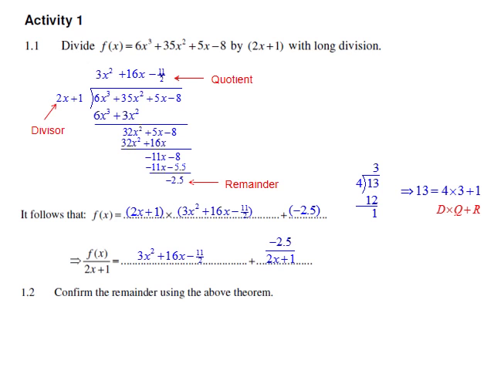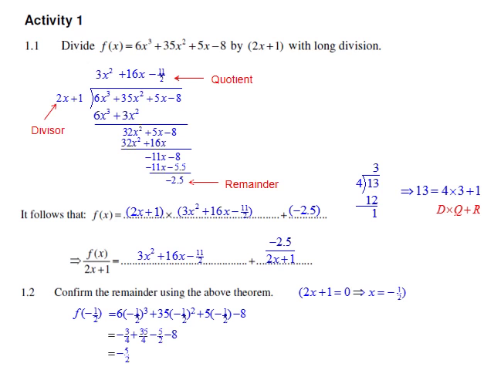We're also asked to confirm the remainder that we just got, this remainder of minus 2.5, by using the remainder theorem. So if we look at 2x plus 1 and equate it to 0 and solve for x, we get that x is minus a half, and therefore we have to calculate f of minus a half. And if we simplify that, we do find that the answer is minus 5 over 2, which is negative 2.5. So our remainder is confirmed by the remainder theorem.